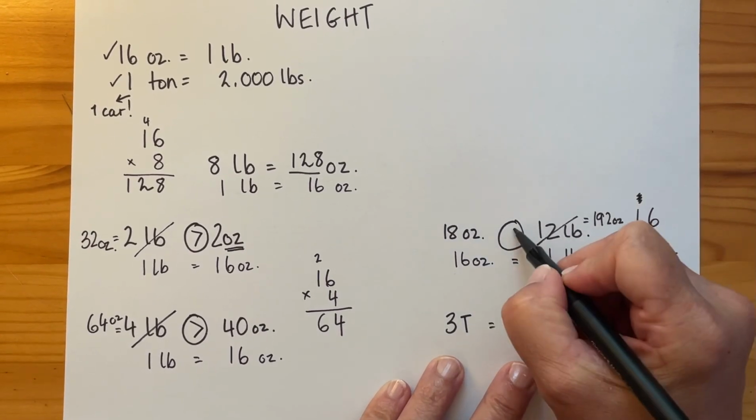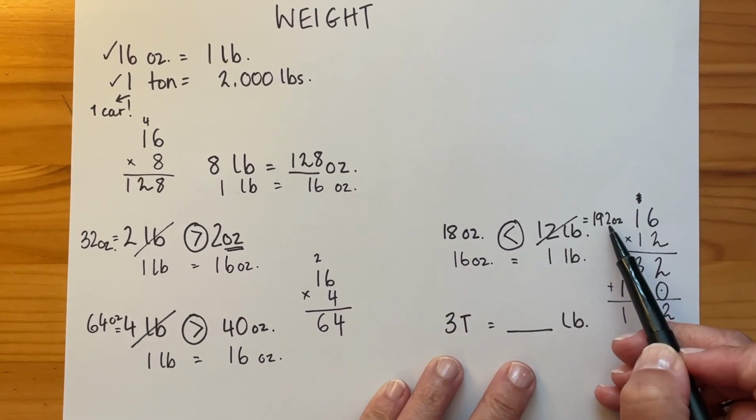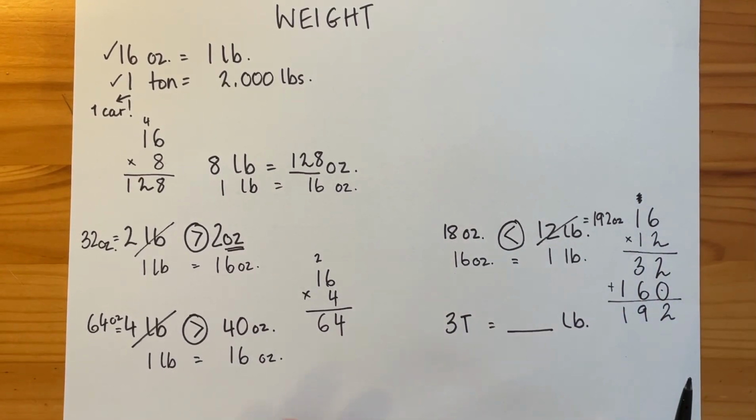Well, guess what? That's an easy one. 12 pounds is way more, because 192 is way more than 18.